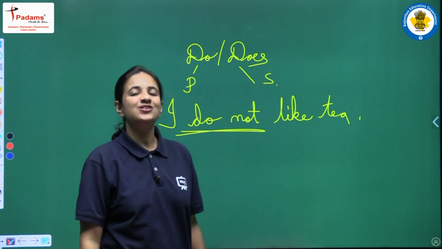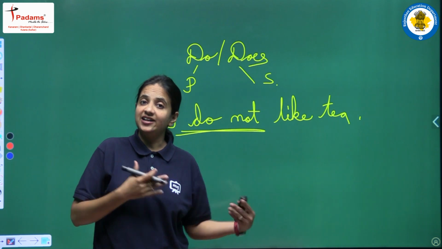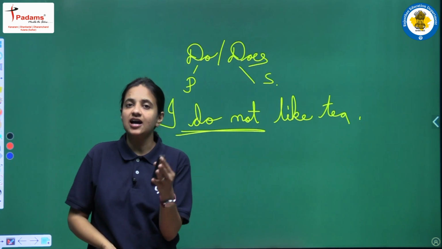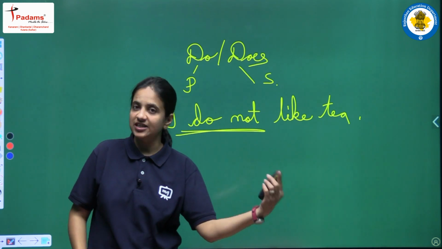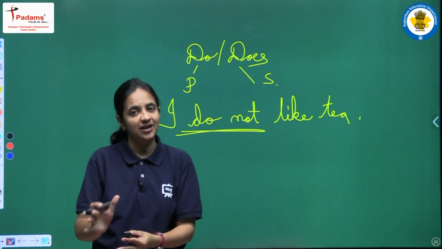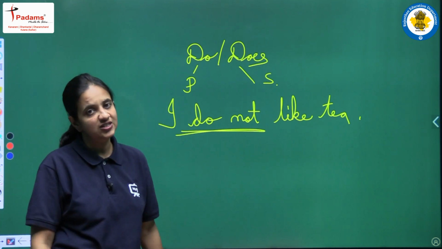The second tense was present continuous tense. In that tense we were having one exclusive helping verb for I. We were having is, are and am. So is was for singulars, are for plurals, and for I we were having am. So we are not discussing present continuous tense here.